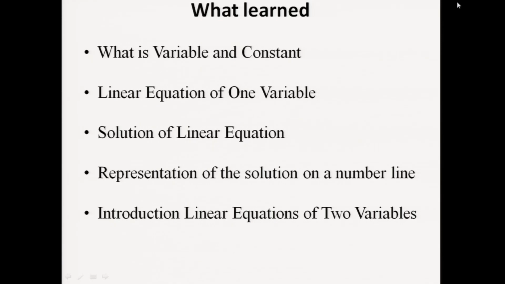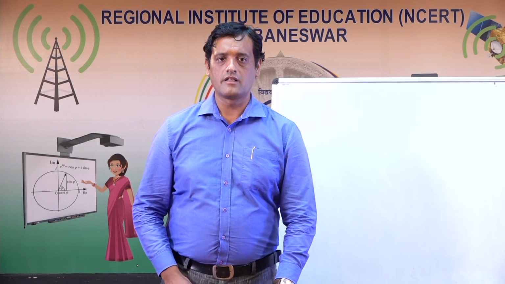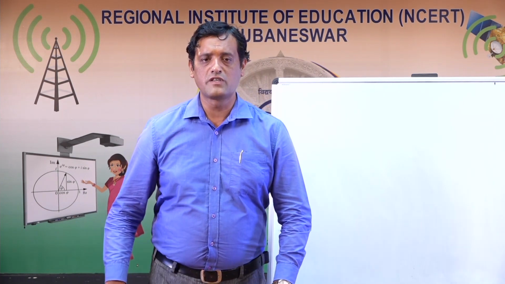In the previous class we understood what a variable and a constant are. I hope you enjoyed the activity in the last class, in which you learned what the variables and the constants are. Then we also learned the linear equation of one variable and its formation. We learned the solution of a linear equation in one variable, and how to represent it on the number line, that is, how to plot the solution on the number line. Then we also introduced the linear equation of two variables in the last class. This is what we learned in the last class.